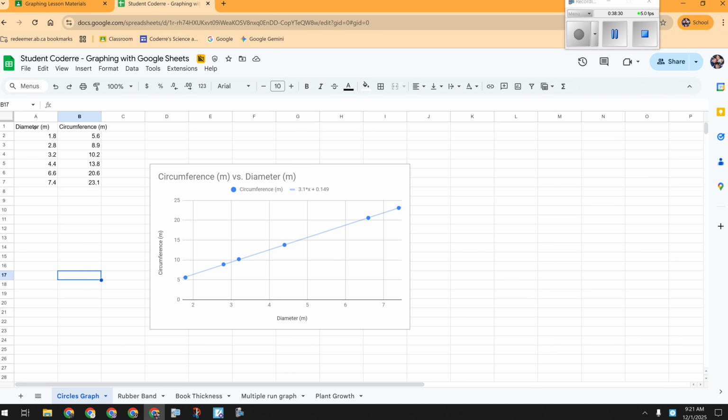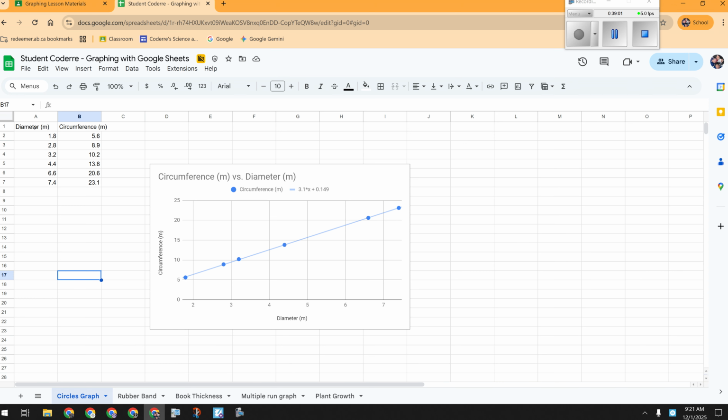Now, it's also telling me that my y-intercept is actually a number. That might be a mistake. What should the y-intercept be for a graph of diameter versus circumference? If I have a diameter of 0, what's my circumference? 0. That should be the first point. I should actually have a graph that starts out at 0, 0.